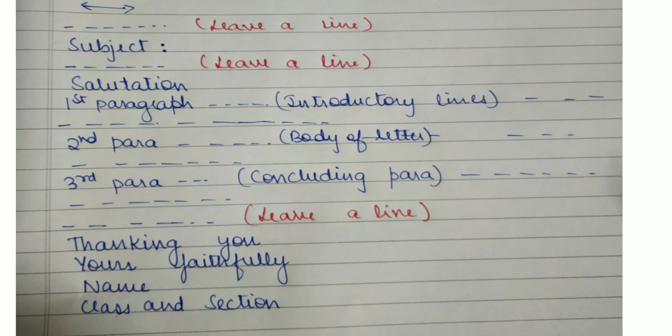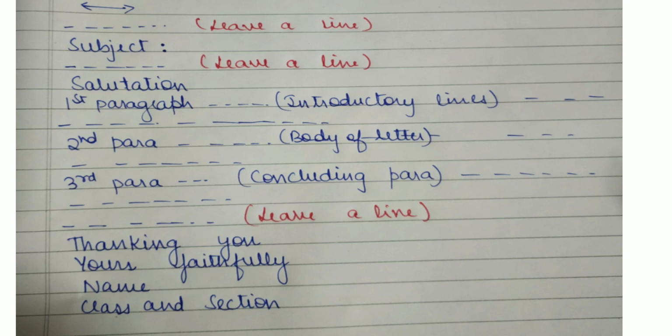Next line, without leaving a line, you will write the subscription, that is yours faithfully or yours sincerely. Here, pay attention. No apostrophe is to be used. Yours, no apostrophe is to be used. Faithfully, F will be small. If you are writing sincerely, S will be small. No comma, no full stop. Then in the next line, you will write your name.